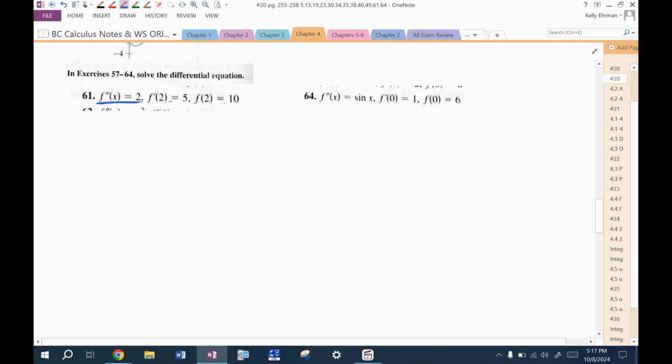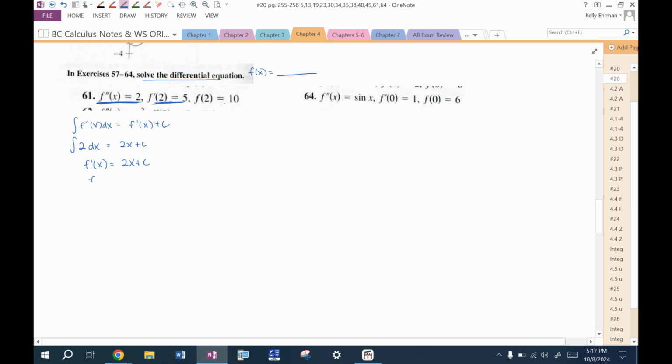So if f double prime is equal to 2, I want to remind you that the integral of f double prime of x dx is equal to f prime of x plus some c value. So if I integrate 2, which is the function, because it says f double prime of x, if I integrate 2 dx, I get 2x plus c. So that means that f prime of x is equal to 2x plus c. And then that's where this comes into play, because when it says solve the differential equation, we're trying to get f of x equals some equation.